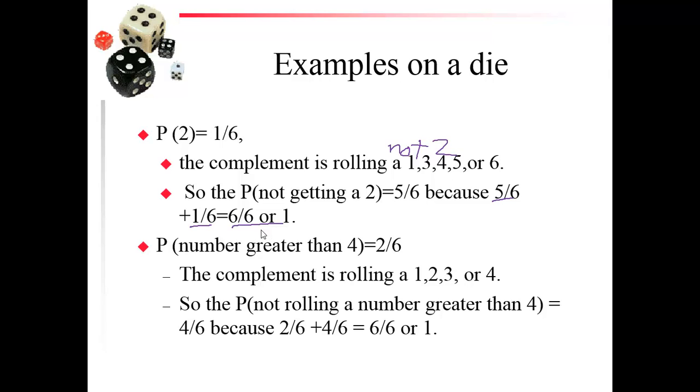Okay, another example on a die, the probability of a number greater than 4. We could get a 5 or a 6, so that probability is 2/6. So the complement would be anything that's not a number greater than 4. So 1, 2, 3, or 4. Okay, there are 4 outcomes there that would work, so 4 out of 6, and 4 out of 6 and 2 out of 6 equal our whole. So getting a number greater than 4 and not getting a number greater than 4 add to 1 whole, or 100%.